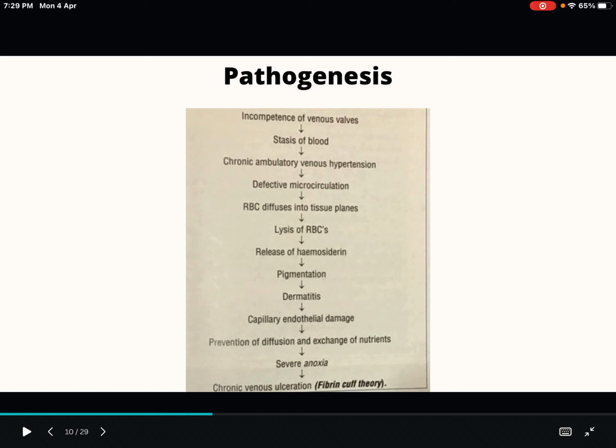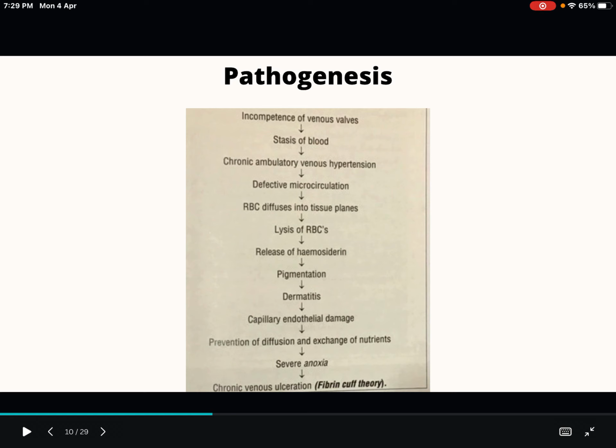Coming to the pathogenesis, it is not frequently asked, but if you want, you can remember. There will be incompetence of the venous valve, and there will be stasis of the blood. So there will be chronic ambulatory venous hypertension, and defective microcirculation. So the RBCs will be diffusing into the tissue planes, and there will be lysis of these RBCs. Hemosiderin will be released, and there will be pigmentation, and dermatitis followed by that. Capillary endothelial damage will be there, and prevention of diffusion and exchange of nutrients. And if the nutrient exchange is not happening, then there will be severe anoxia, and there will be formation of chronic venous ulcer. It is not important. That's why I'm just simply telling this.